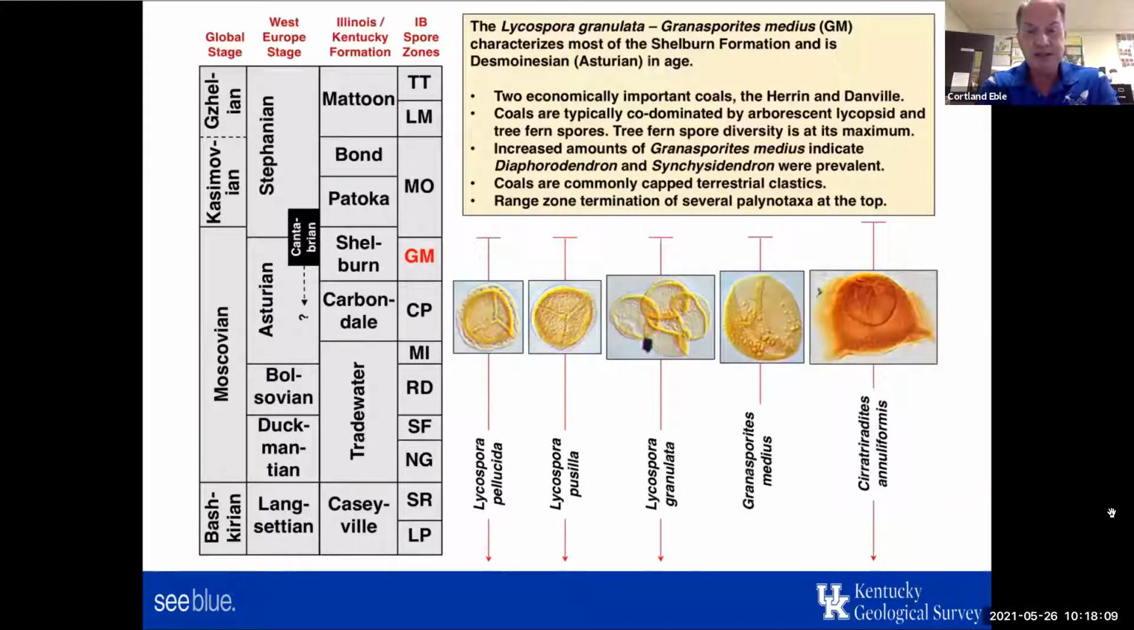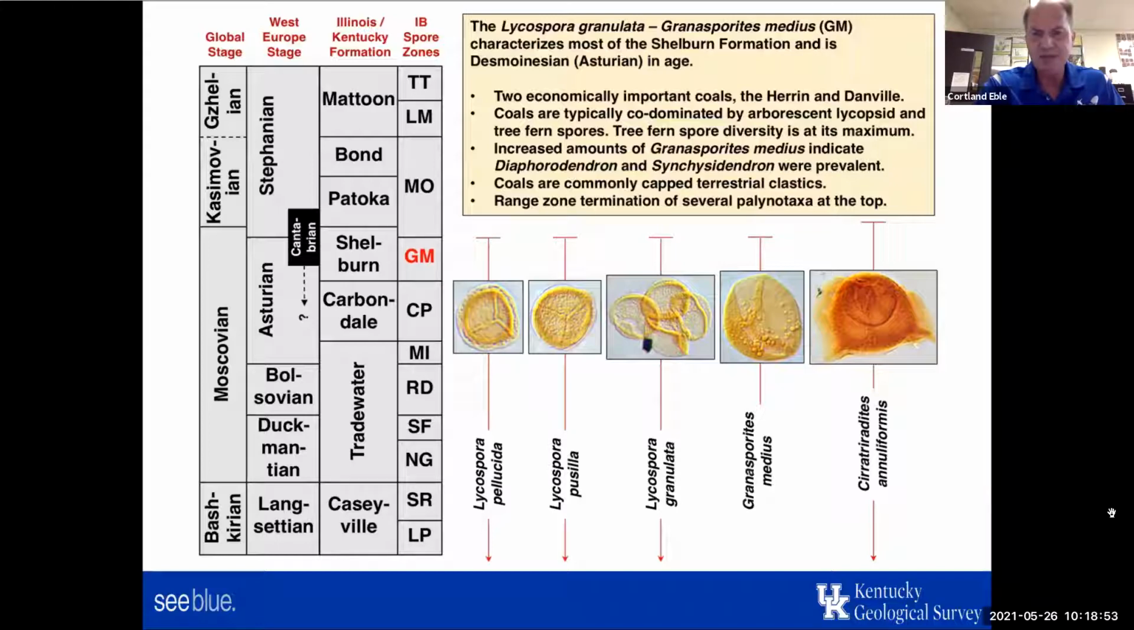So this is the zone that is the last of the Moscovian, the Lycospora granulata Granasporites medius zone. It does contain two of our last economically important coals, the Herrin and the Danville, in the Illinois Basin. These two are tree fern and arborescent lycopsid dominant in terms of palynomorphs. And we do see an increasing amount of Granasporites medius overall. In contrast to the underlying coals of the Carbondale, these coals are usually capped by terrestrial clastics. We've lost our black shale tops.